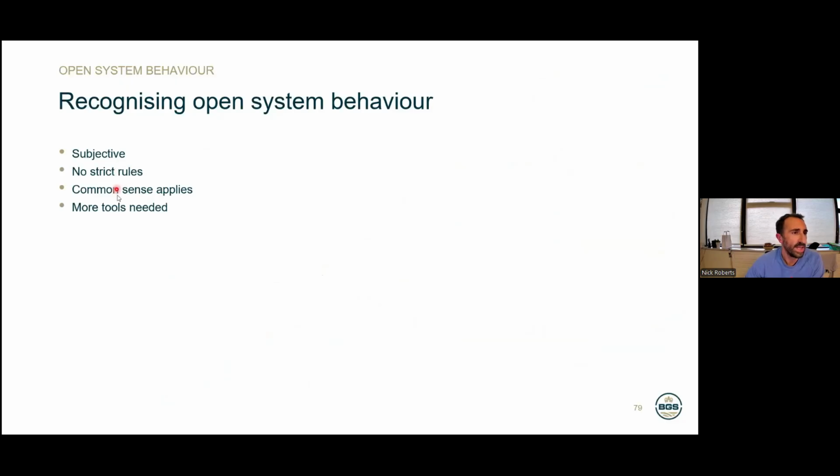But again, more tools are really needed to work out how to characterize this type of mobility within carbonate systems.